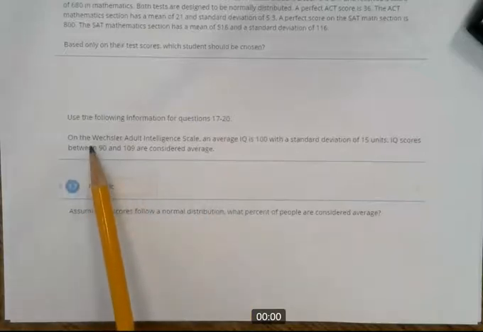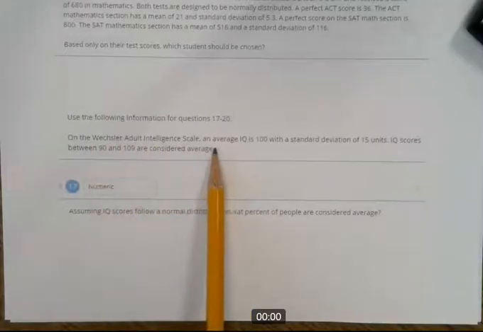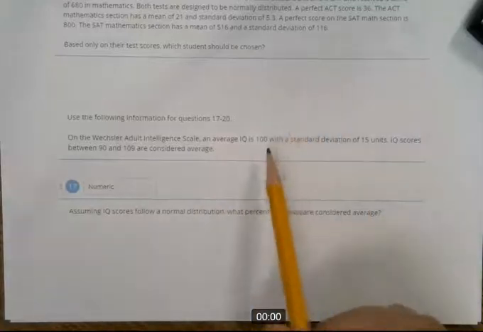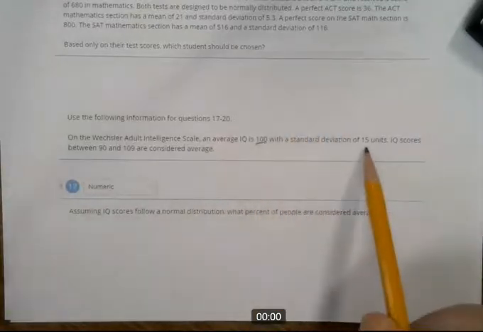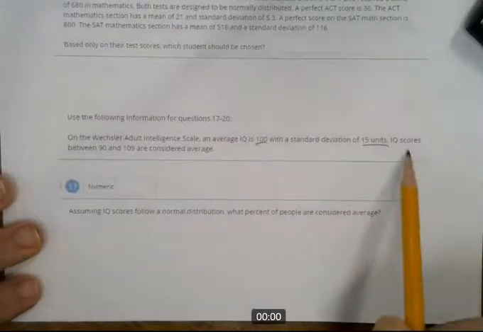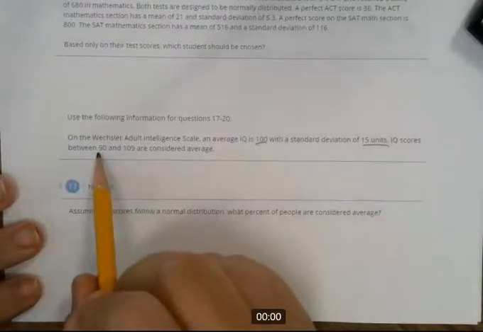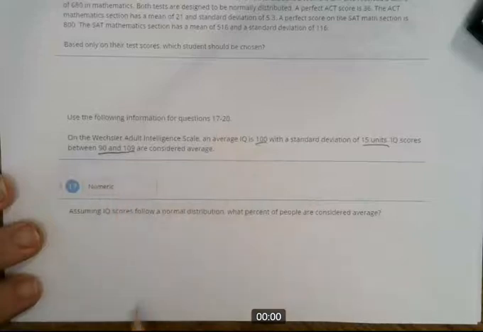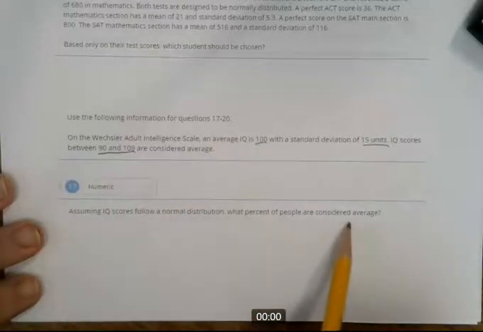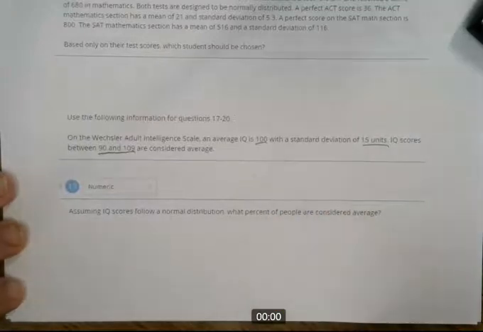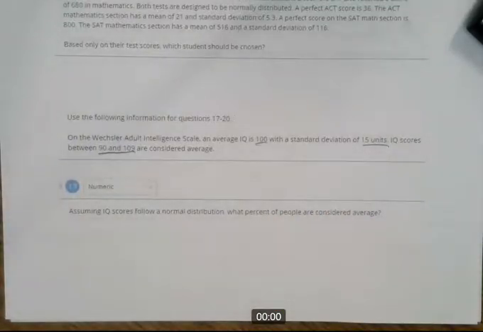It says on the Wechsler Adult Intelligence Scale, an average IQ is 100 with a standard deviation of 15. IQ scores between 90 and 109 are considered average. The question is, assuming IQ scores follow a normal distribution, what percent of people are considered average? Okay, so we want to find out.